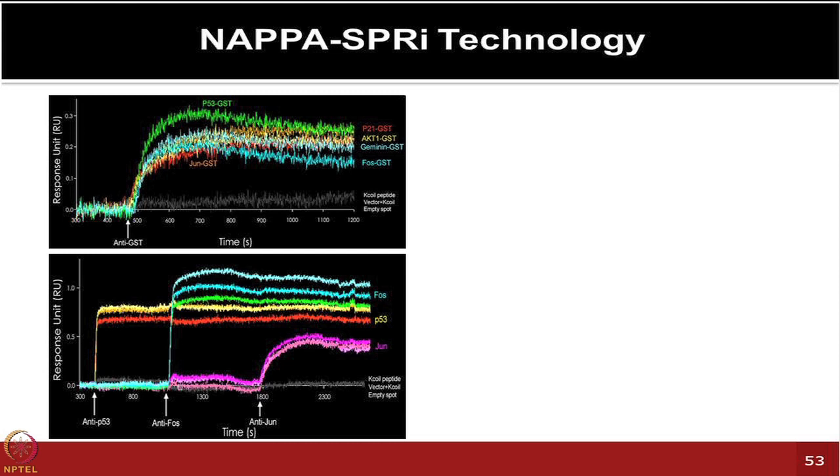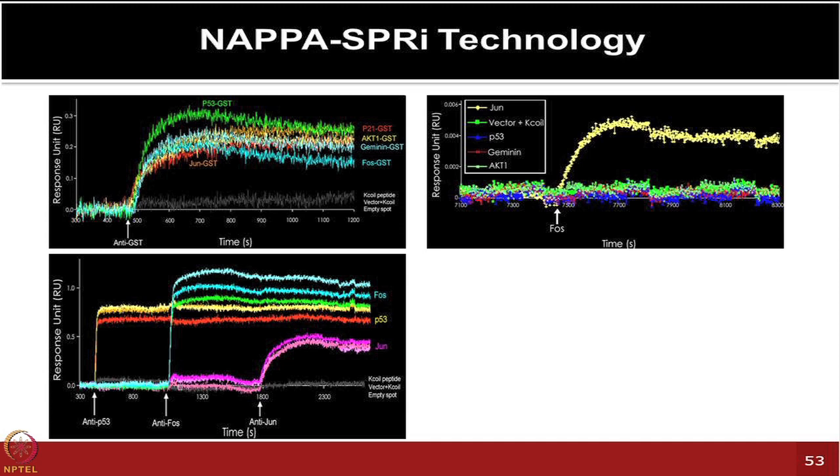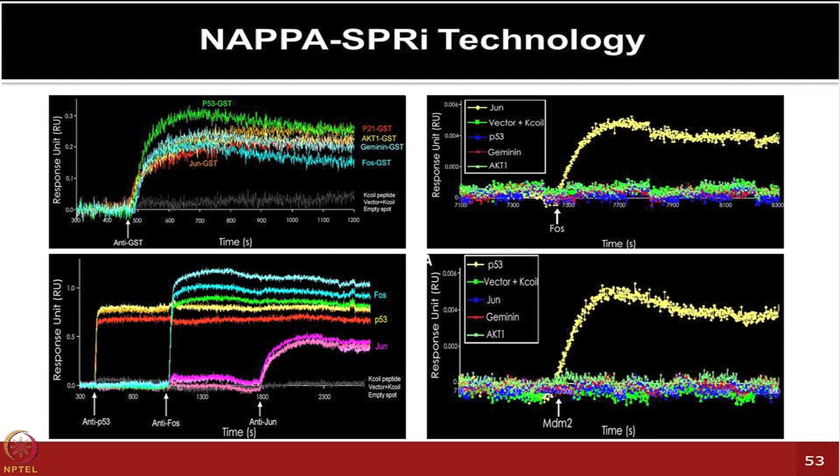Then some protein interactions were tested using Jun and Fos as a pair. Fos was injected and Jun was printed as the cDNA on the chip, and there was some binding observed. Similarly, MDM2 and p53 were tested, and those also showed some binding.